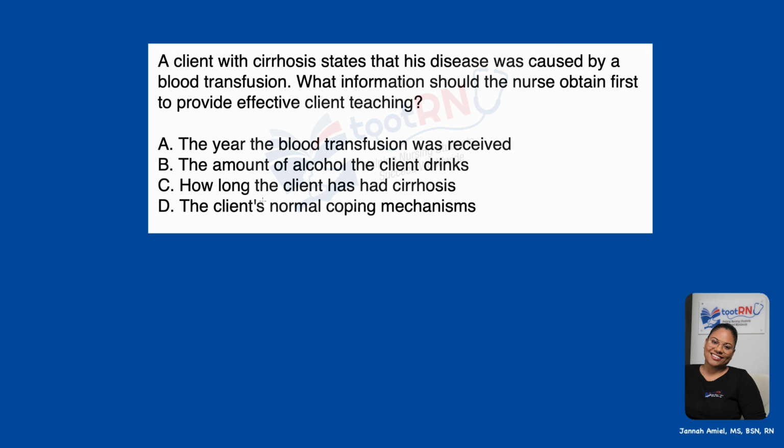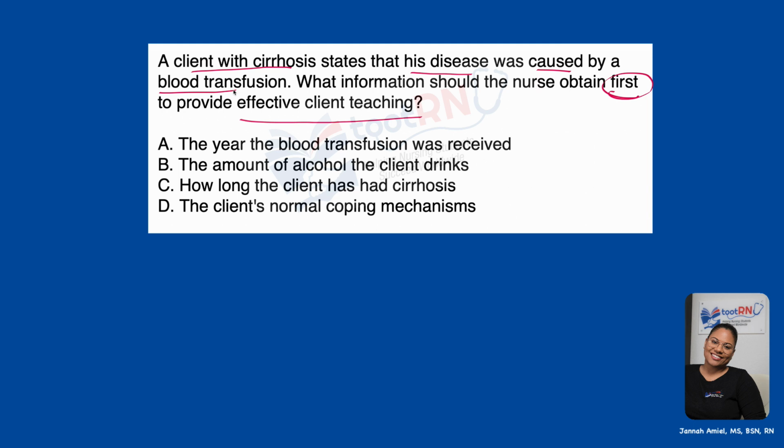So first thing, as always, what is the question asking us? We can find our ask here. It says, what information should the nurse obtain first to provide effective client teaching? So all that really means is, what do we want to get first in order to provide effective teaching to this client? Well, what's our problem? All the data the question gives us is that we have this client with cirrhosis, and he says that it was caused by a blood transfusion. So our ask is, what do we want to get first from him to provide effective client teaching? And this client has cirrhosis and says that he got it from a blood transfusion.